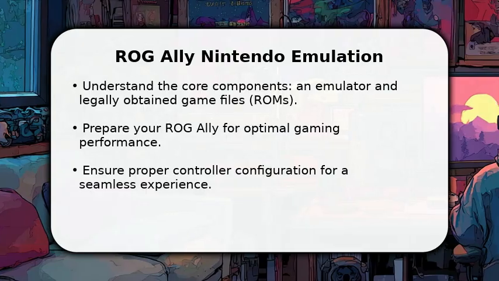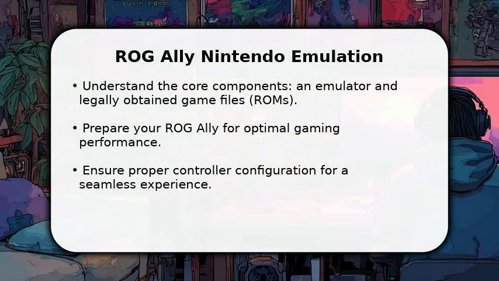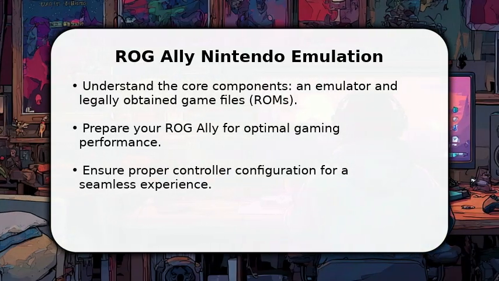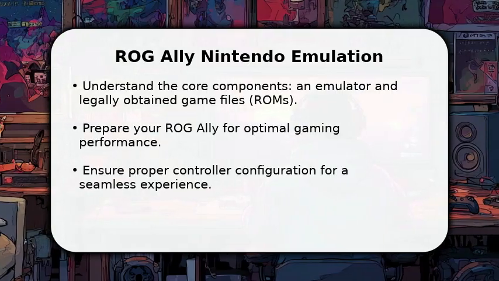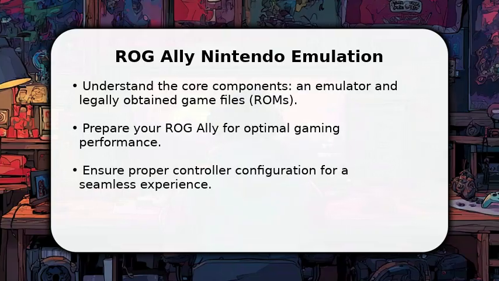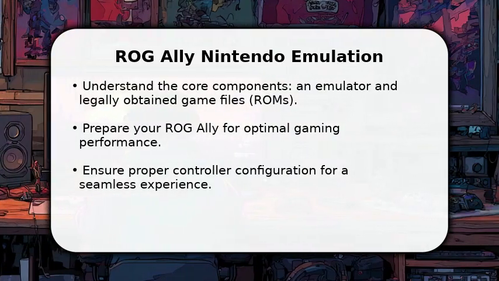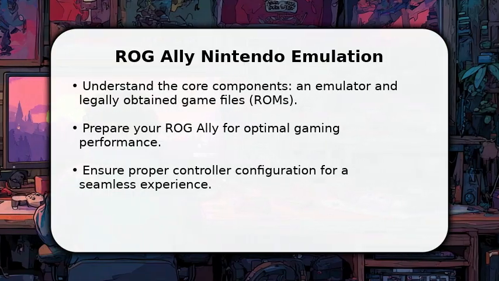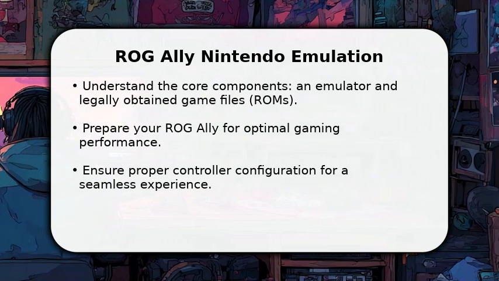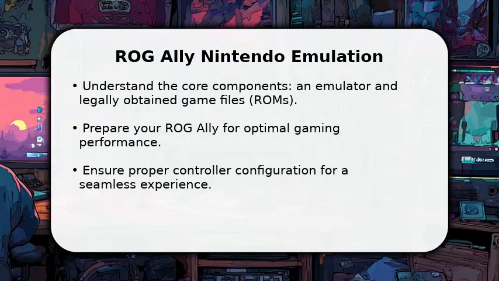In this video, I will explain how to play Nintendo games on your ROG Ally. To begin, you'll need to understand the core components. An emulator, which is software that mimics a Nintendo console, and game files, often called ROMs. It's crucial to obtain these game files legally from games you already own. We'll then look at how to set up your ROG Ally for the best gaming experience, ensuring smooth performance and responsive controls. This initial setup is key to enjoying your favorite titles on the go.